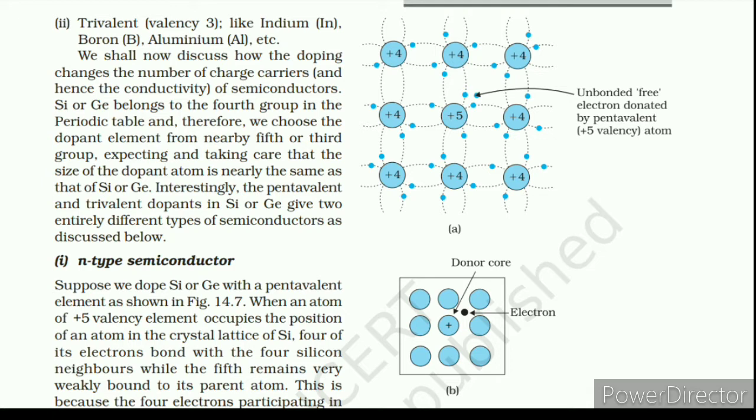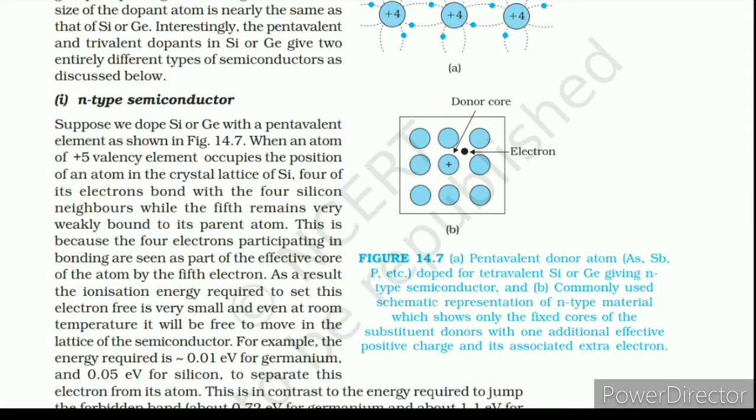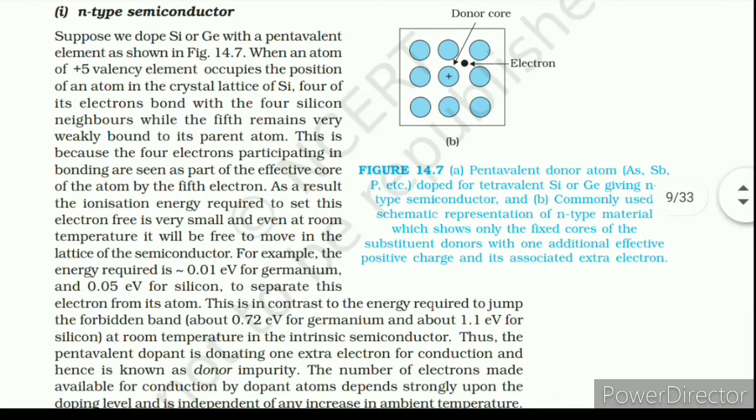In a doped semiconductor, the total number of conduction electrons NE is due to the electrons contributed by donors. In an extrinsic semiconductor doped with pentavalent impurity, electrons become the majority carriers and holes the minority carriers. These semiconductors are therefore known as n-type semiconductors. For n-type semiconductors, we have NE is very much greater than NH.